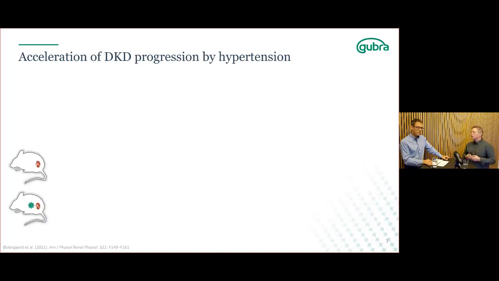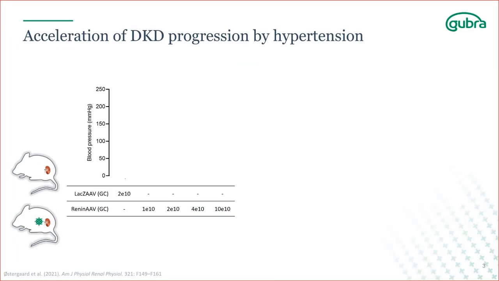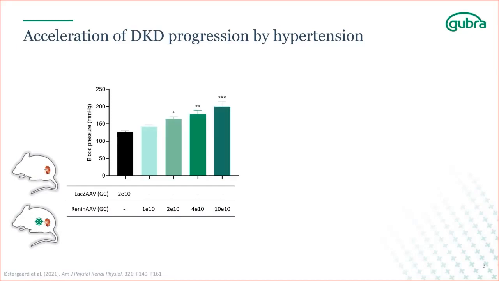What we did was use db/db mice that were uninephrectomized. In these mice, we administered the renin AAV construct, and this is the graph of the blood pressure in these mice. The control group received a bolus of the control vector, not inducing hypertension. Then we used different doses of the renin AAV to induce hypertension, and you can see that we managed to dose-dependently raise the blood pressure in these animals.